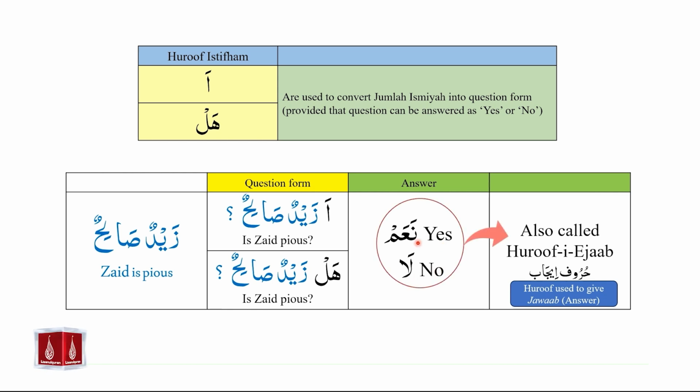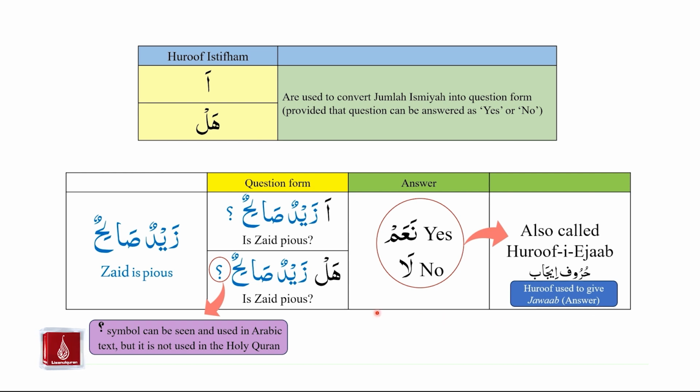Please note that Na'am and La are also called Huruf-e-Ijab. Huruf-e-Ijab are used to give jawab or answer. Please also note that this sign of question mark, this symbol can be seen and used in the Arabic text, but it is not used in the Holy Quran.